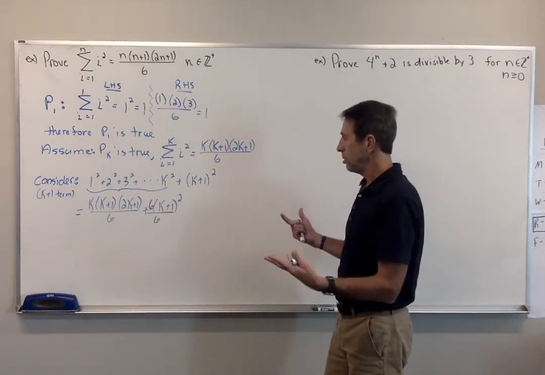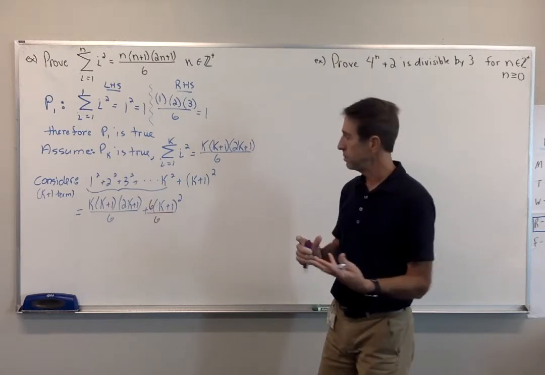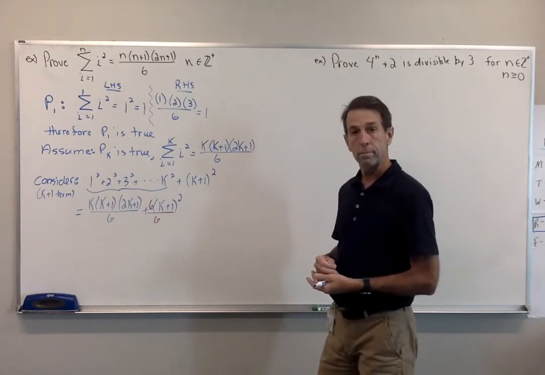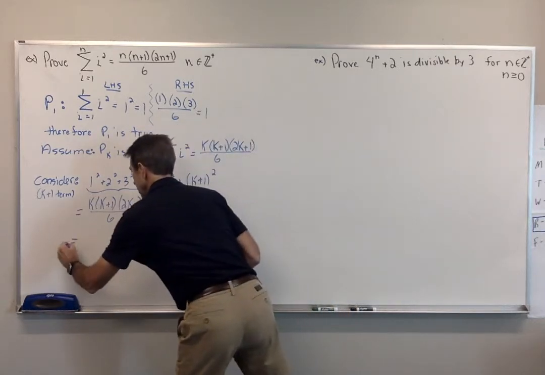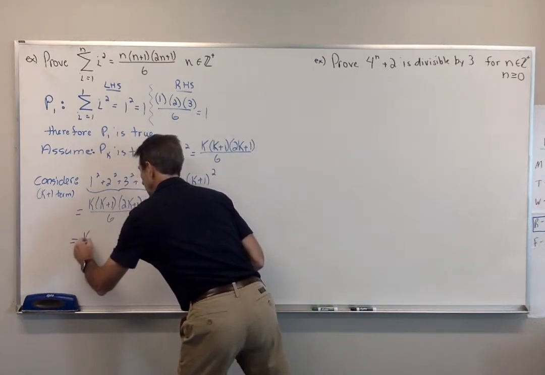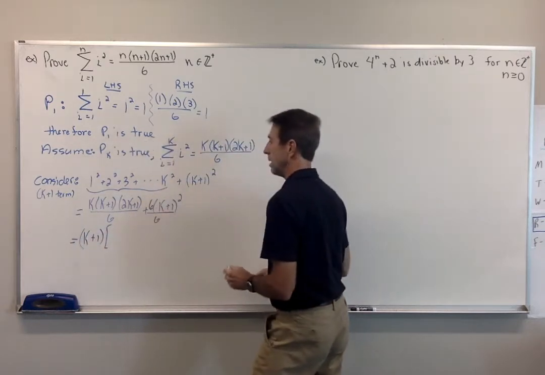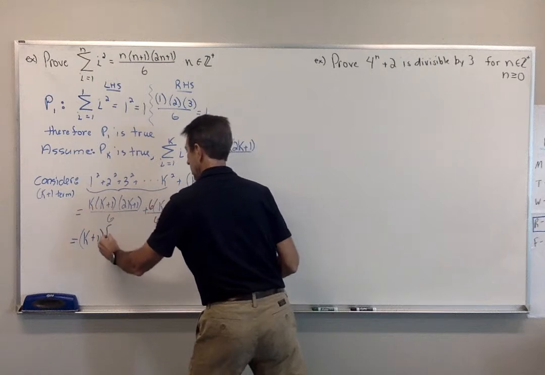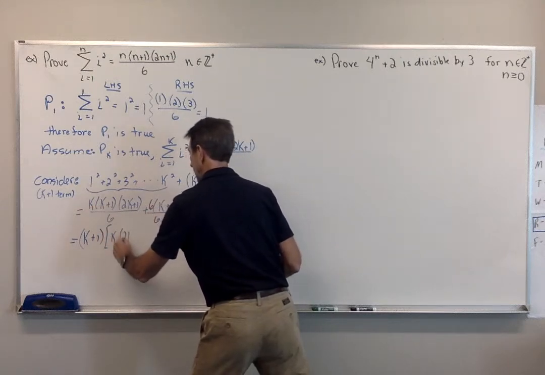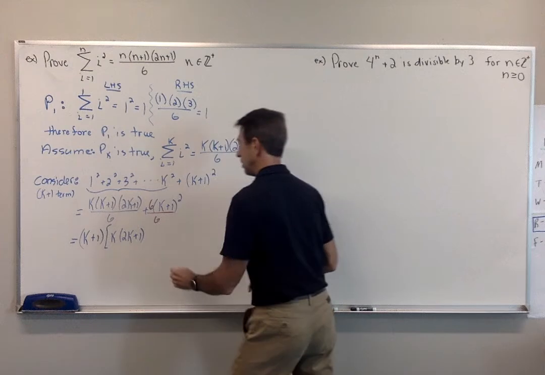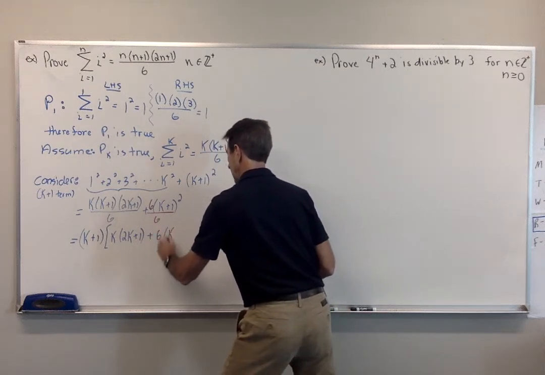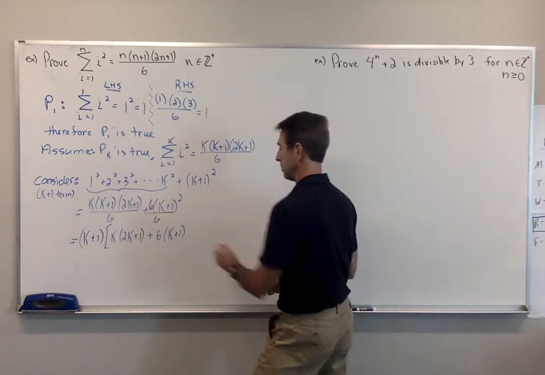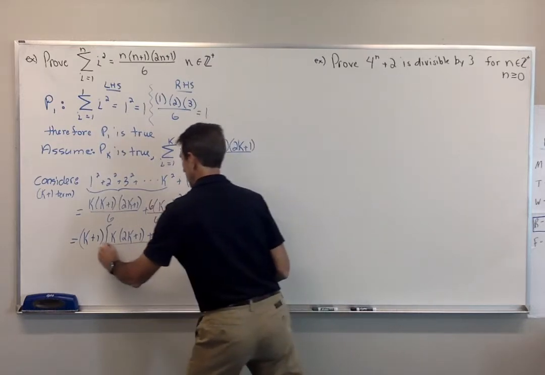A lot of things I could do. I could expand it, but I probably don't want to. So I'm going to take out a k plus 1 from both these terms, because they happen to share it. So I'm going to write this as k plus 1 times, this is going to be k times 2k plus 1 plus 6 times k plus 1. And all of that is still over 6.